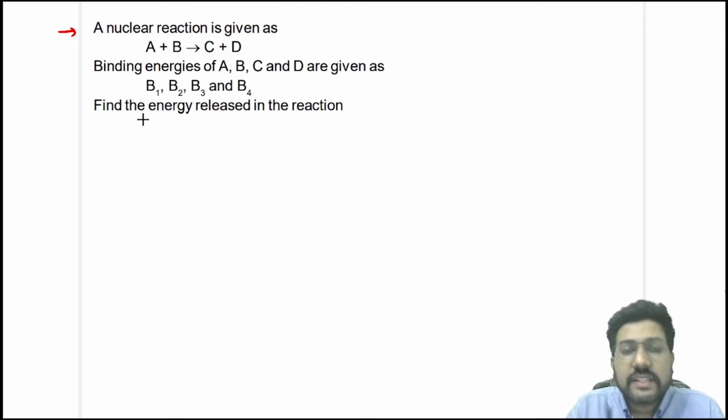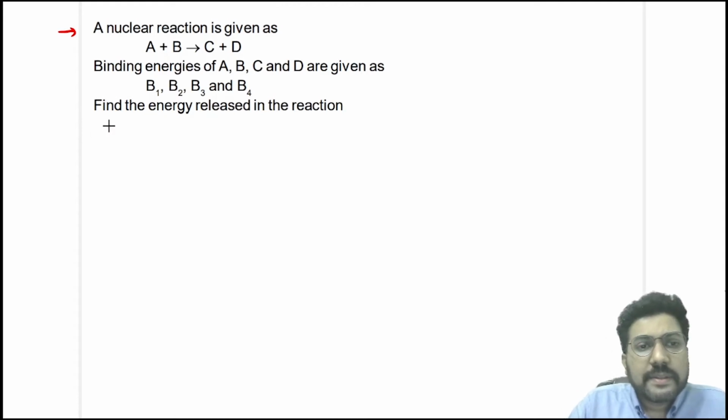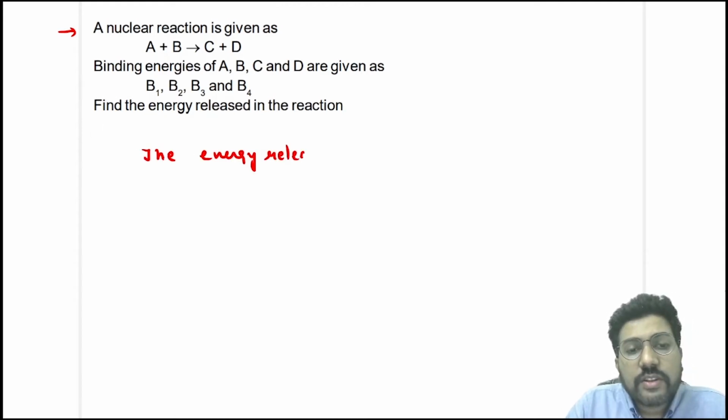What happens in a nuclear reaction, how much energy is released in a nuclear reaction, is different from how much energy is released in a chemical reaction. In a nuclear reaction, the energy is released because of the loss in mass. In a chemical reaction, the energy is not released because of the loss in mass. So here the energy released in a nuclear reaction is called Q value.